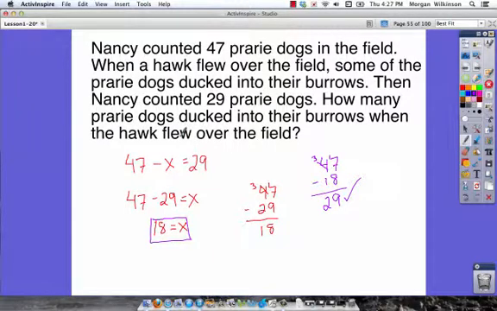We did this one right. It was asking how many ducked, how many went away from 47 to get to 29. So our answer is 18 equals x. Now, a better answer would be 18 prairie dogs, because we've got a word problem, so we need a unit or a label for our answer. Prairie dogs. And we're all done.